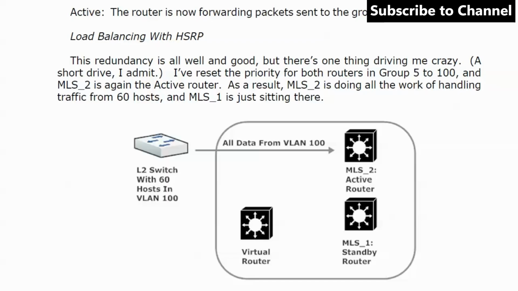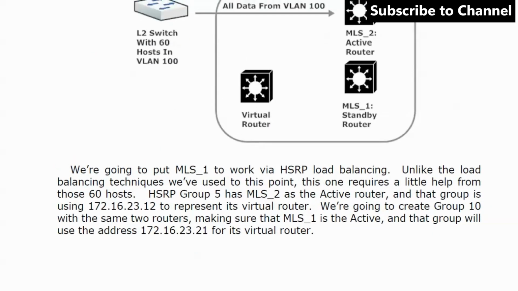We would like to do a little bit of balancing here. Now, this balancing is going to be a little bit different because it does require a little bit of cooperation from the hosts. And we'll talk about that after we get the switches up and running, because tricking may be a harsh way to put it, but we're kind of tricking HSRP a little bit here as far as I'm concerned, because what we're going to do is create another group. Right now, HSRP Group 5 has Switch 2 as the active router, and that group is using 172.16.23.12 to represent its virtual router. What we're going to do now is create Group 10 with the same two routers.